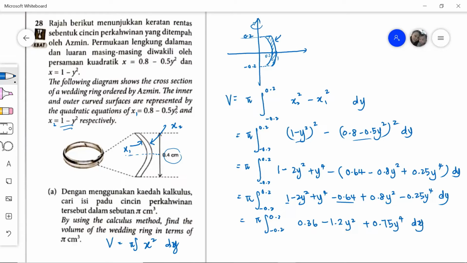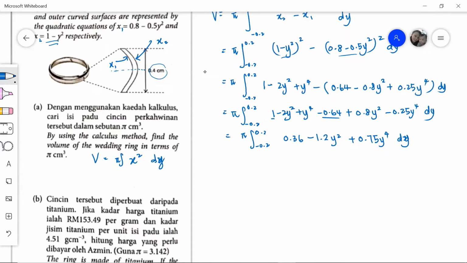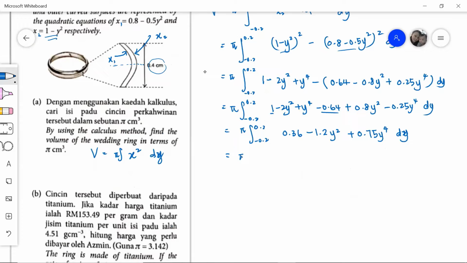Now we have only 3 terms, so it's easier for us to integrate. Let's integrate that part. Pi, 0.36y minus 1.2y to the power of 3 over 3 plus 0.75y to the power of 5 over 5, from negative 0.2 to 0.2. Now simplify the numbers inside first.